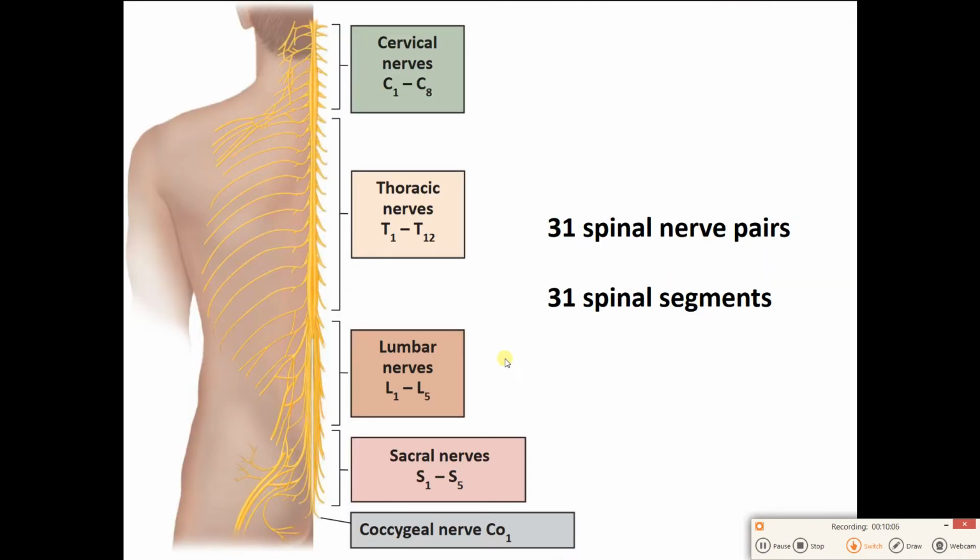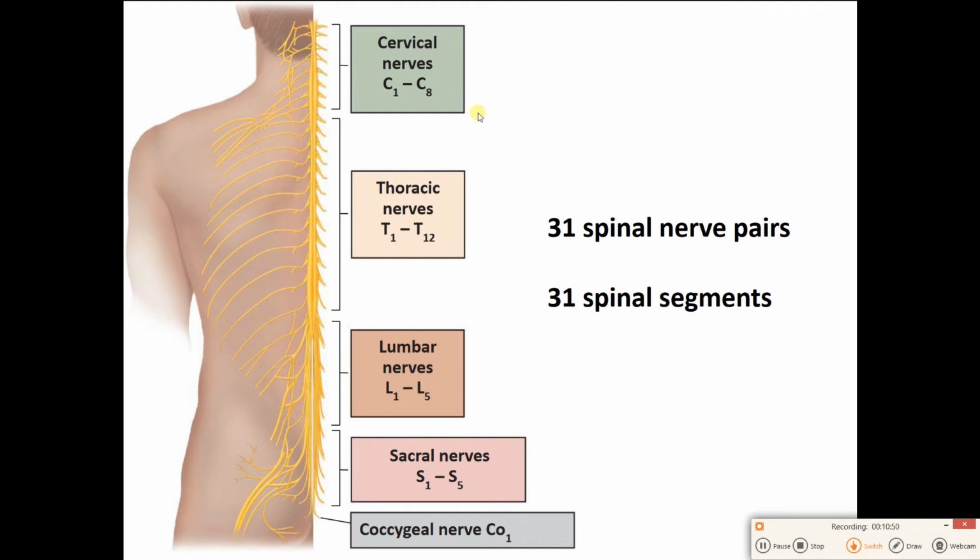Okay, speaking of spinal nerves, there are 31 pairs of spinal nerves. There are 31 segments of the spinal cord that give rise to these nerves. There are 8 cervical, 12 thoracic, 5 lumbar, and 5 sacral, and then 1 coccygeal. So 5 and 5 is 10, 11, and 12 is 23, and 8 is 31. Kind of makes sense. 12 thoracic vertebrae, 5 lumbar vertebrae, originally 5 sacral vertebrae. You have 1 coccyx as an adult.